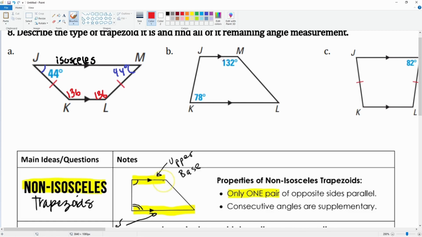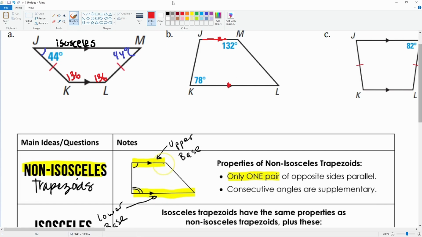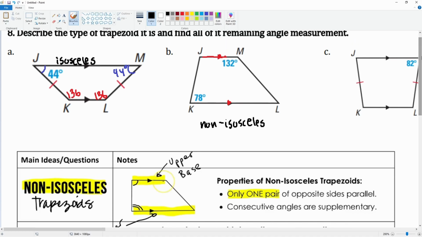Next, notice that these are your parallel lines, and there's only one pair of them. Okay. And so this makes this a non-isosceles trapezoid. Okay. So here we want to see what we can do.